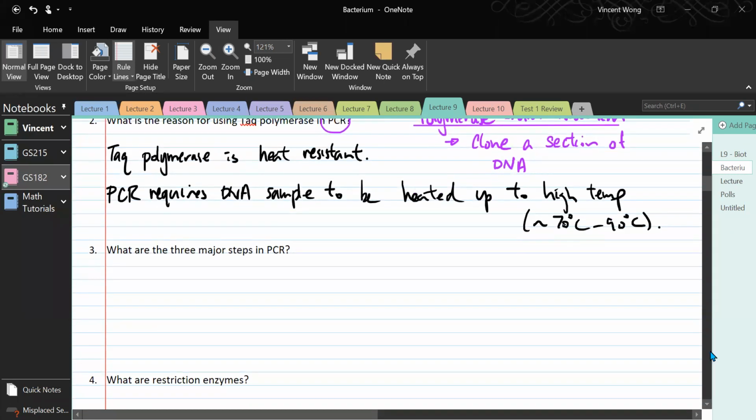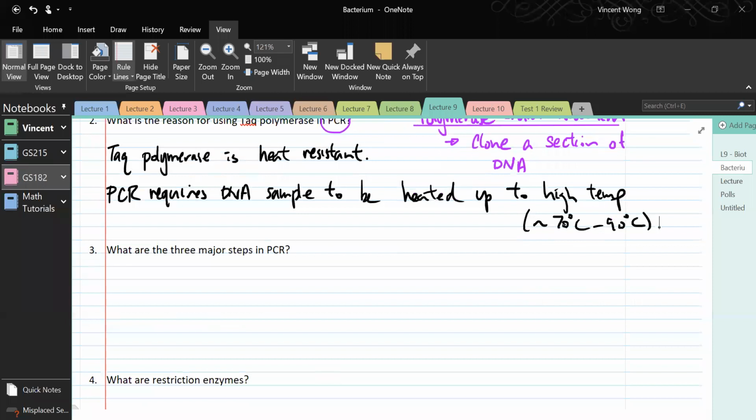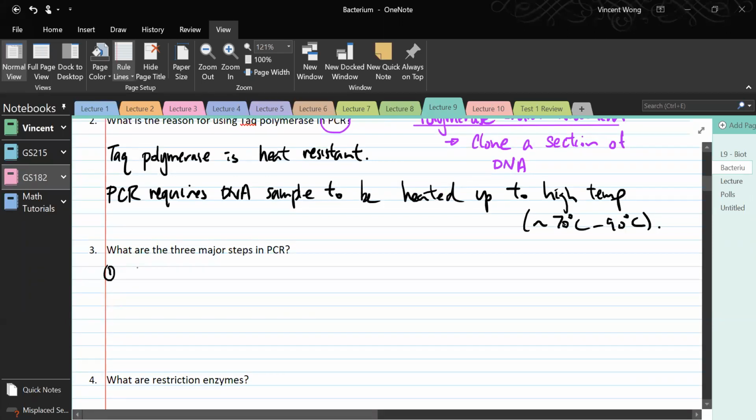All right, so what are the 3 major steps in PCR? Okay, so step 1 is denature. You have to separate the DNA strands.